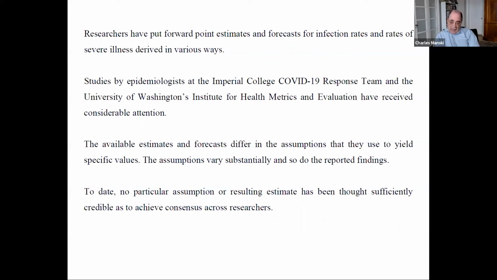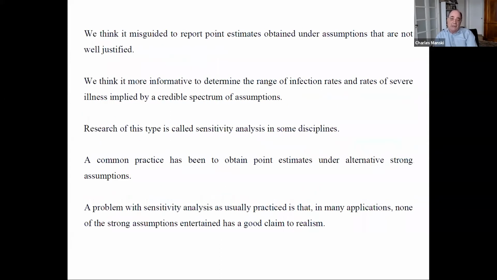Now, the available estimates in the forecasts differ quite a bit. And the assumptions that people are making differ quite a bit. But there's no consensus at all about whose assumptions are right. It may be that all of these epidemiological models are wrong, okay? So that brings us to what we do in the paper.